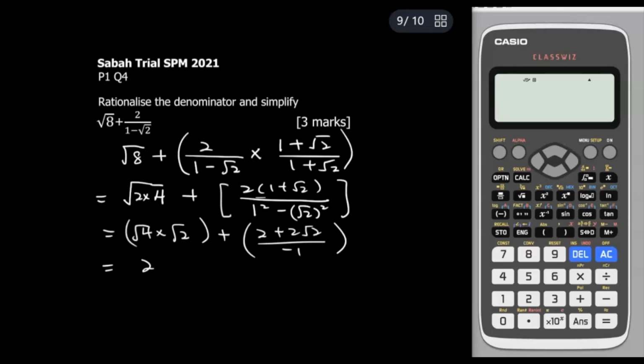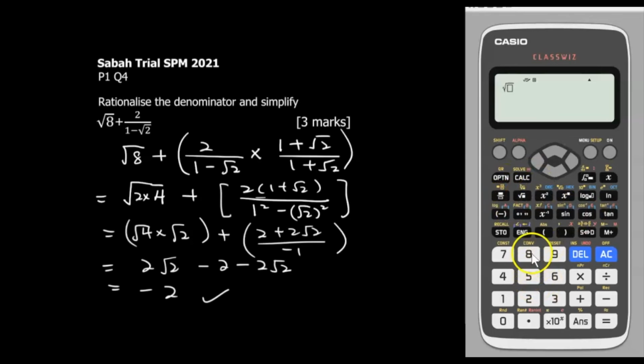So equals 2 surd 2, because square root of 4 is 2, then minus 2, then minus 2 surd 2. Okay, so 2 surd 2 minus 2 surd 2, you get 0, so the answer is negative 2. Now I'm going to show you how to get your answer by using the Casio ClassWiz calculator. So you press surd 8 and go to the right, then you plus fraction, so the 2 is on top, and then the bottom is 1 minus surd 2. Then you go to the right, and press equals, so you get negative 2. So confirm that your answer is correct.